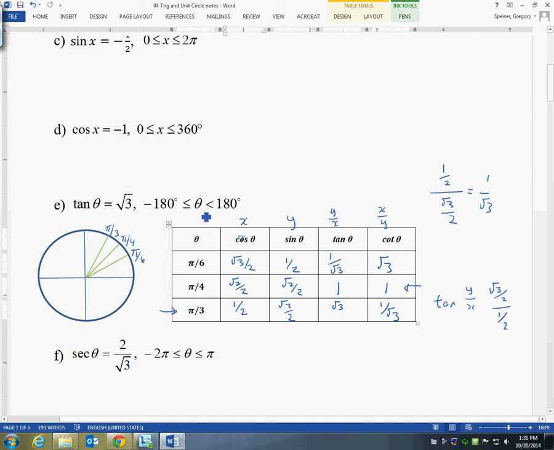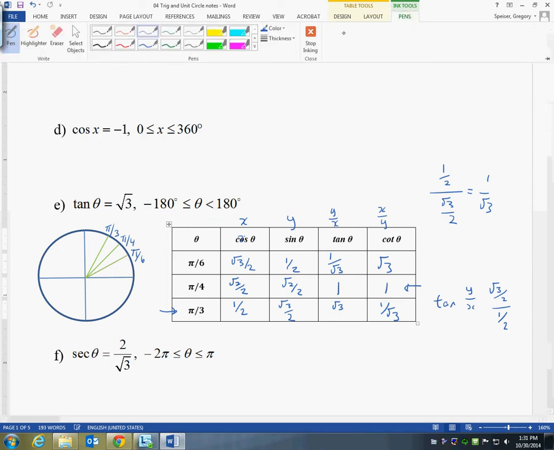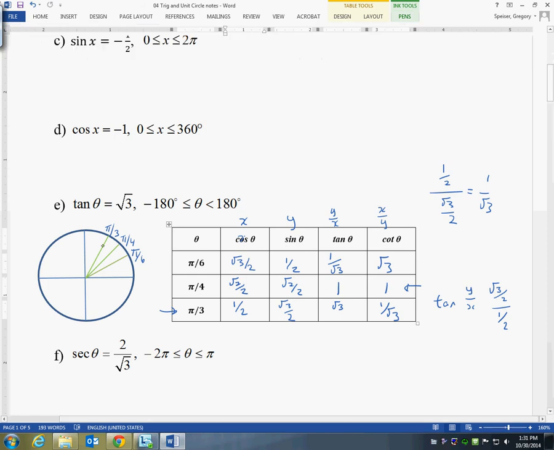I'm just noticing here this question is actually in degrees. I'll switch to green so I can write out what the degrees are here. This pi over 6 is equal to 30 degrees. Pi over 4 is 45 degrees. And pi over 3 is equal to 60 degrees. So we're talking about right over here. So it's our 60 degrees.